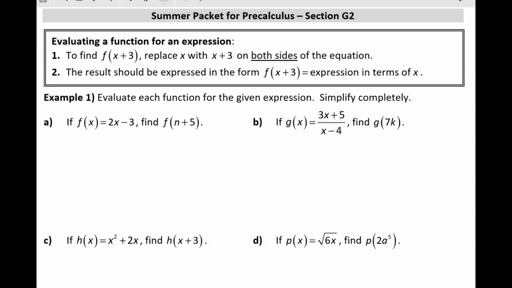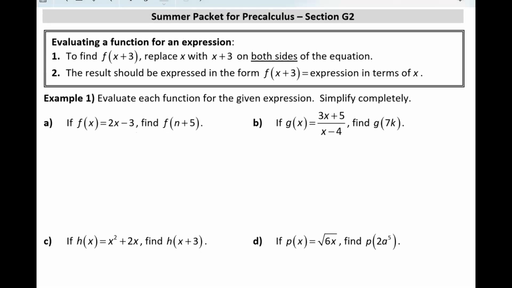In section G2, we are going to evaluate functions for an expression. So instead of f of 3, we might have f of x plus 3. So instead of replacing x with 3, we'll replace x with x plus 3 on both sides of the equation. Very similar process. So in A, we have f of x equals 2x minus 3.